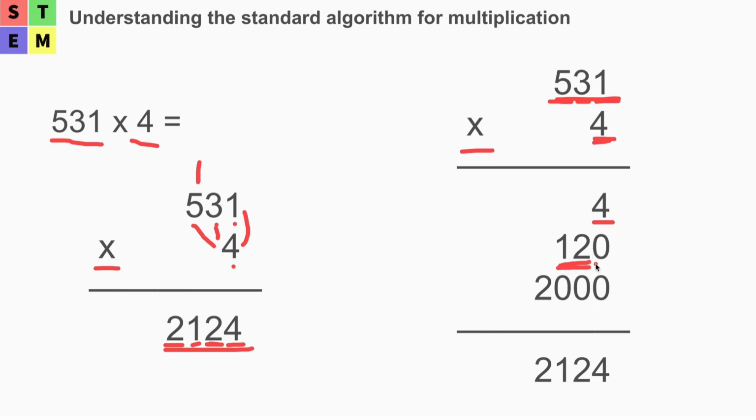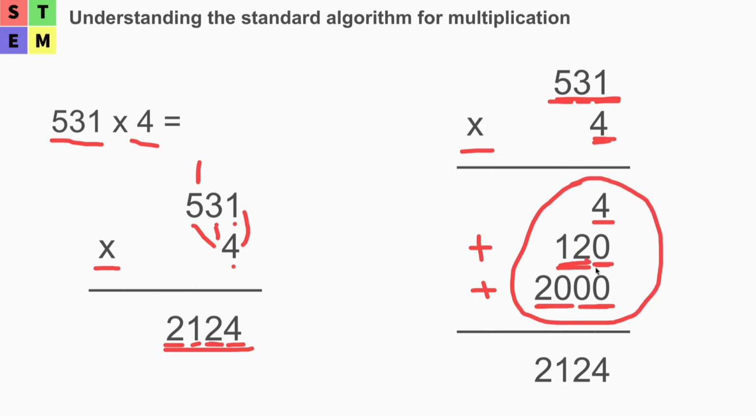So we have 12 and a 0 here, the 0 because it's the tens place. And 4 times 5 is what? 20, right? We have 20 here, and 5 is at the hundreds place, so we add 2 zeros there. Then the next step is to add 4 plus 120 plus 2000. We add those 3 numbers together.